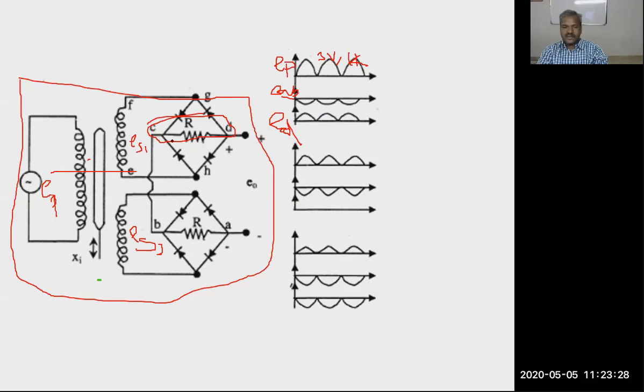ES1 is maximum. Then ES2 is also maximum because the core is at middle. So there is equal induced EMF in both secondary coils. But you see, ES2 gives smaller output. So we will get zero output here.